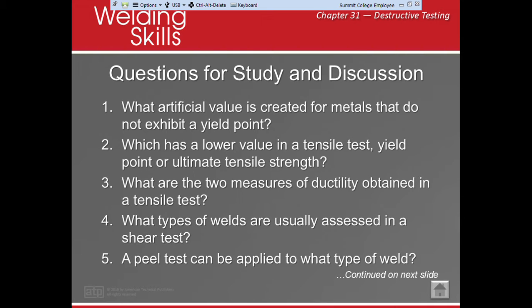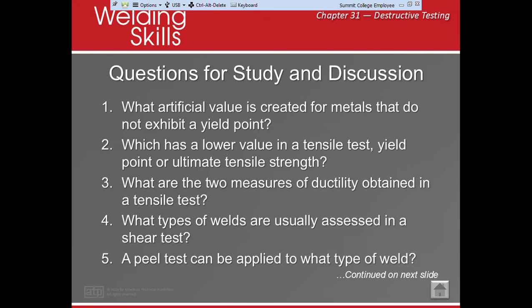What artificial value is created for metals that do not exhibit a yield point? Okay, and the artificial value that is created for metals with no yield point is called the modulus of elasticity. It tells us how much stress is required to deform metal a given amount while being able to return to its original size and shape after the force is removed. Okay, so modulus of elasticity.